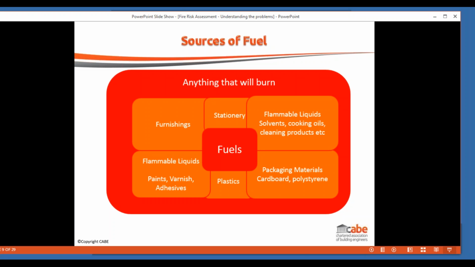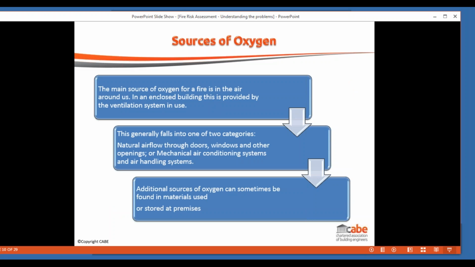So as part of the assessment, you would look at not only the ignition sources but the fuel sources as well. And then in terms of oxygen, as I said, it's very difficult to actually remove the oxygen from our workday situation.